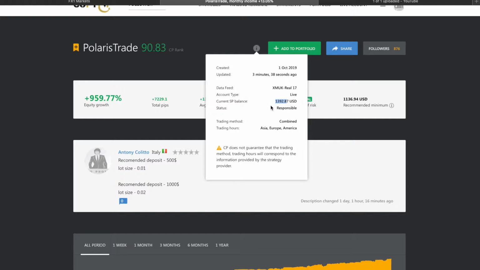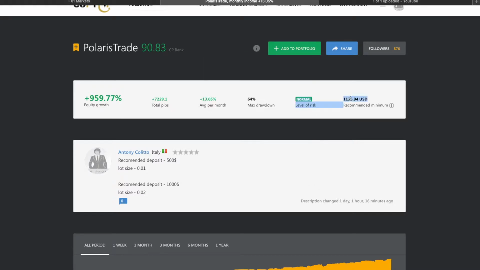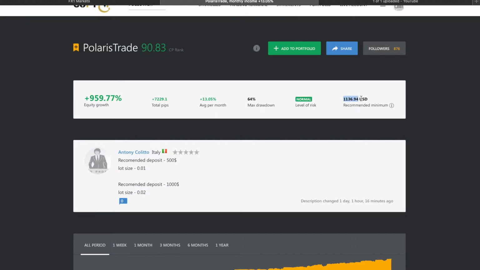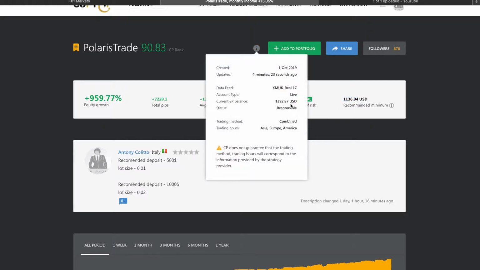How has this been set up? This system is actually giving you that recommended minimum. How does it work? Let's say this trader has 10,000; he is using 1,136 of his dollars for trading. So the system will give you that recommended minimum. It means it's the same amount that the trader is normally trading with. So we can see this trader is normally trading with this amount of cash, 1,136, which in this case is almost the whole account he's using for trading.